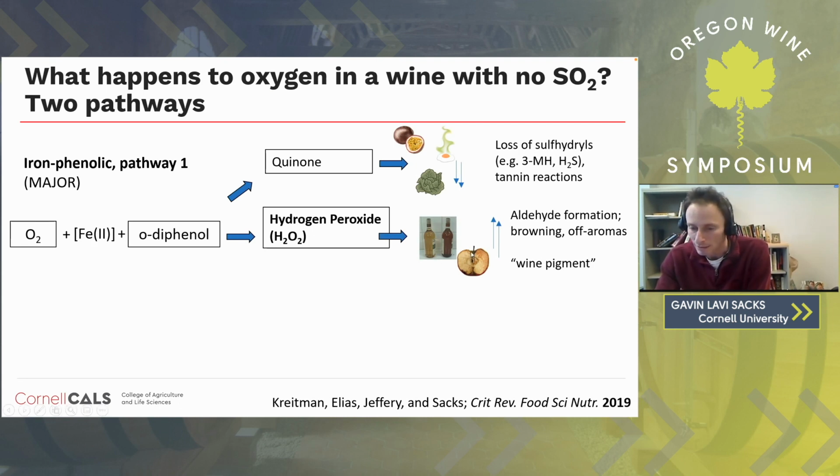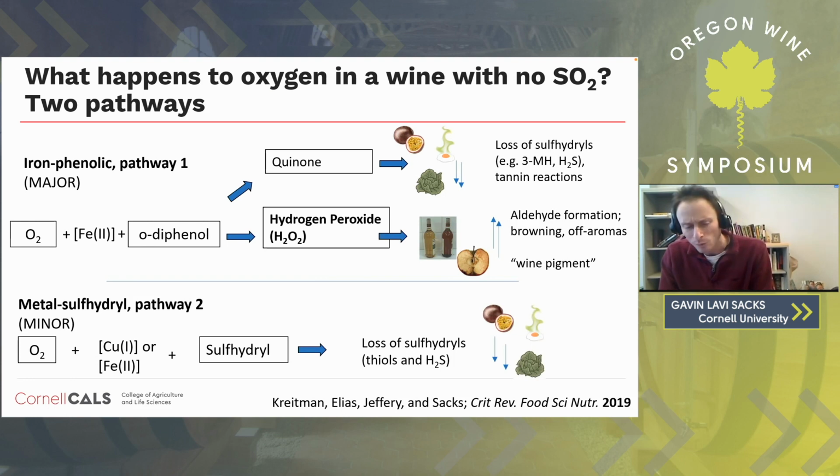We've got compounds like acetaldehyde that smell like bruised apples, sherry, and walnuts. Methional, another one, smells like baked potatoes and soy sauce. We'll also produce browning products. And so hydrogen peroxide's effects are largely to generate the main effects we associate with oxidized wines. So that's the main pathway.